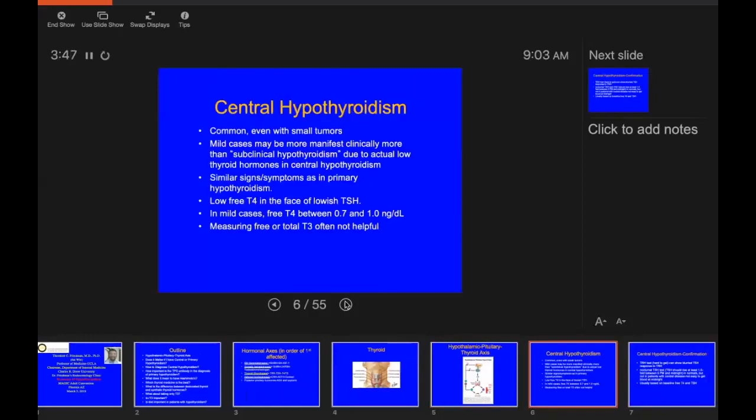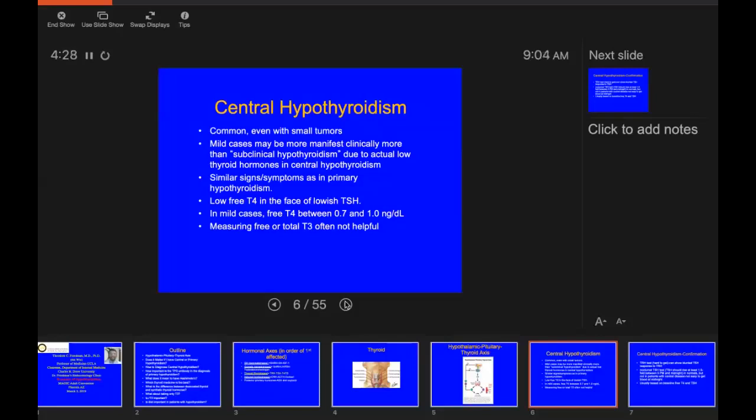Since this is a pituitary conference, we want to focus on central hypothyroidism, the deficiency of thyroid hormone from a pituitary problem. And this is common. Many patients with pituitary disease have central hypothyroidism. It's common even with small tumors. Mild cases may be more clinically manifest than subclinical hypothyroidism when you have a primary thyroid problem. This is because the actual thyroid hormones are low in central hypothyroidism. The T4 is often low, while in primary thyroid disease the TSH is high, and often the T4 and T3 are normal. The signs and symptoms of central hypothyroidism are similar to those of primary.